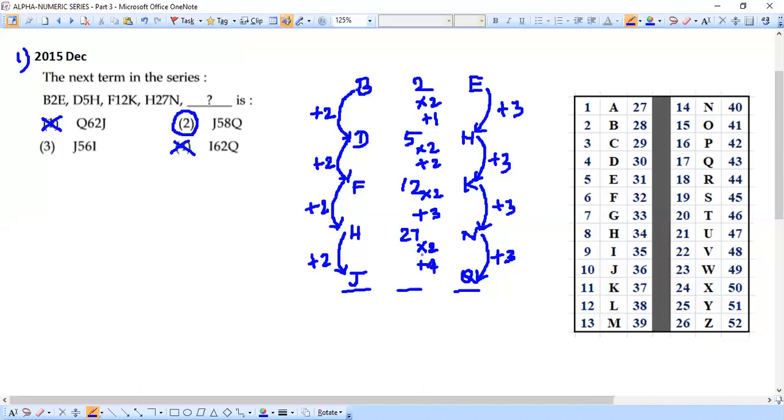Now shall we check the answer? Yeah, 27 into 2, that we should do first. So 27 into 2 will give us how much? 7 twos are 14, 4 and 1 is a carry, and 2 twos are 4 plus 1 is 5. So 54 we'll be getting. So 54 plus 4 we need to do. So 54 plus 4 will give us 58, and this completes the answer. Is it or not? J, 58, Q. So no doubt option 2 is our correct answer.